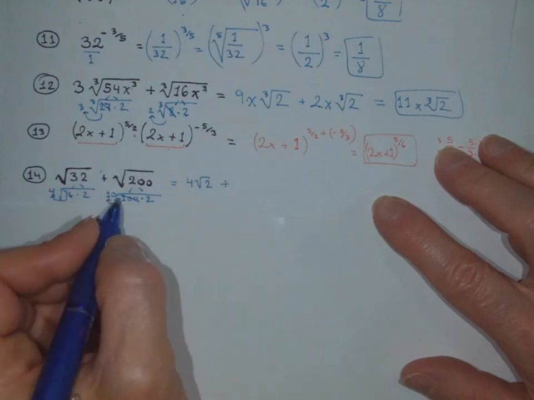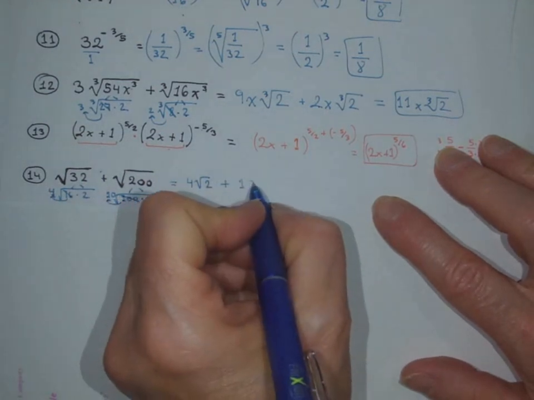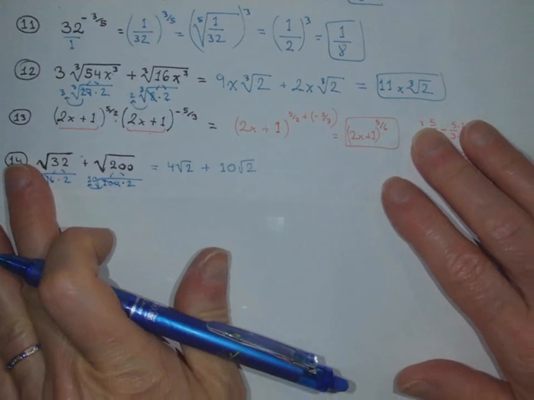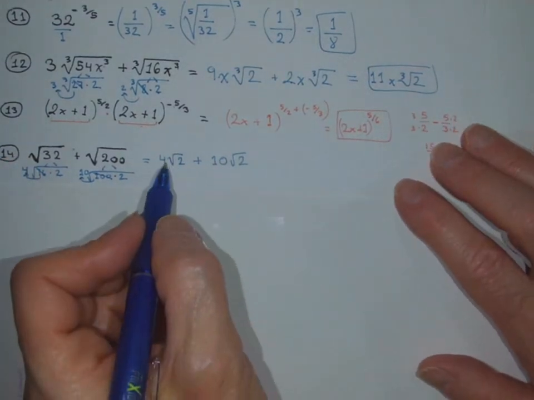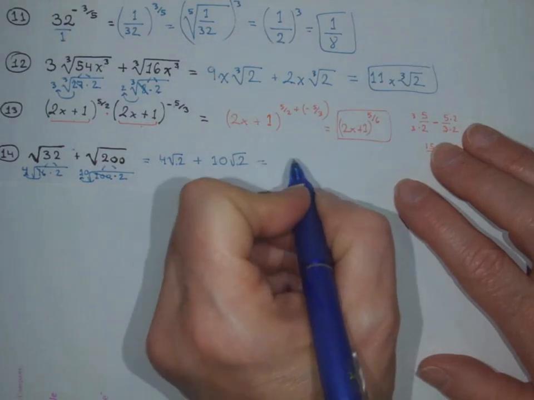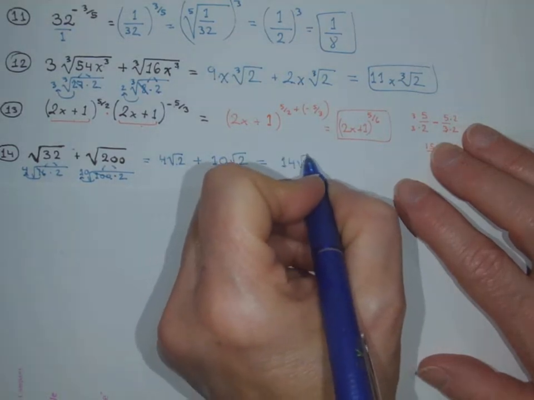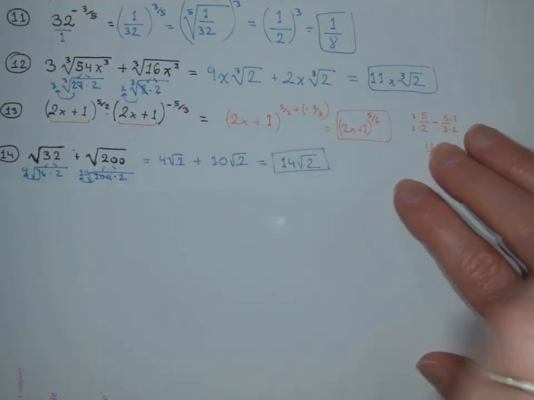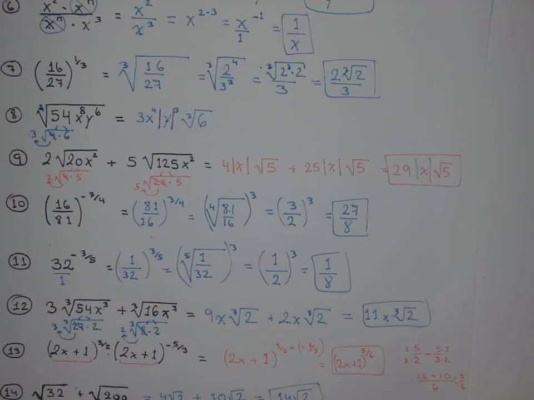plus a 10 square root of 2. And those are now like terms, right? I have 4 square root of 2s and I have 10 square root of 2s. When I add them all together, I would end up with 14 of them. So 14 square root of 2. There we go. That's your review on laws of exponents and radicals.